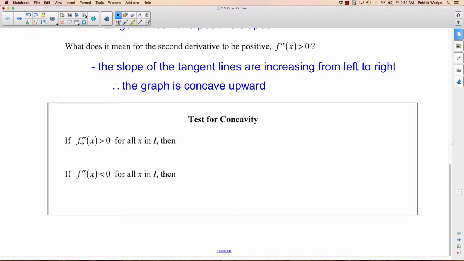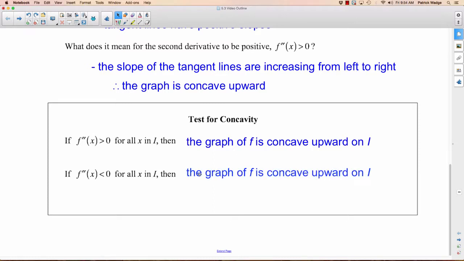If f double prime of x, in other words, if the second derivative is positive, greater than 0 for all x in an interval that we'll call I, then the graph of f is concave upward on that interval. And if the second derivative is less than 0, negative for all x in that interval, then the graph of f is concave downward on I.